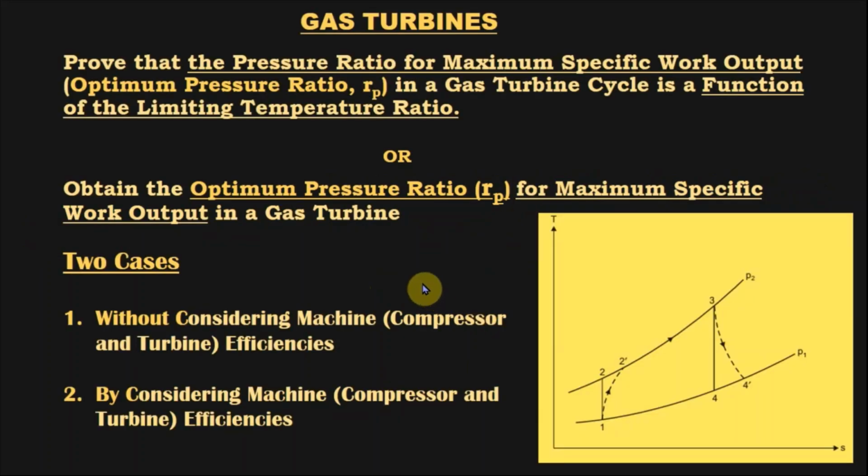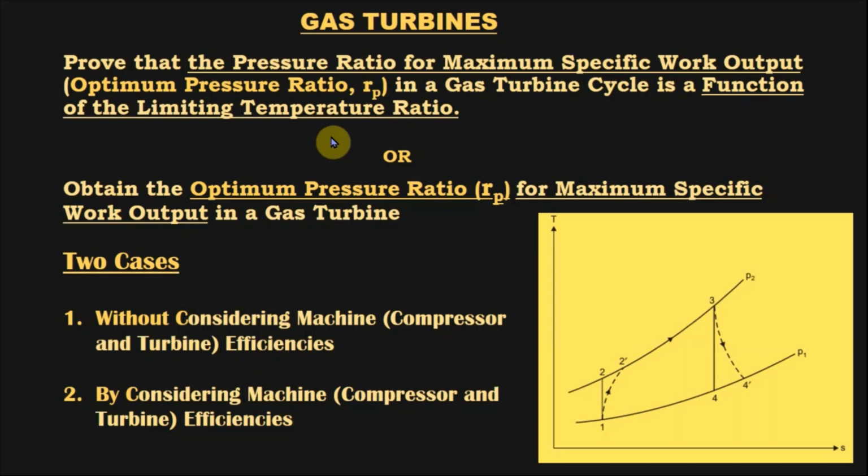These are the relevant questions to be answered. We have to prove that the pressure ratio for maximum specific work output, that is optimum pressure ratio, in a gas turbine cycle is a function of the limiting temperature ratio. Limiting temperature ratio means the maximum temperature divided by the minimum temperature in the cycle, that is T3 by T1, if you consider the cycle 1, 2, 3, 4.